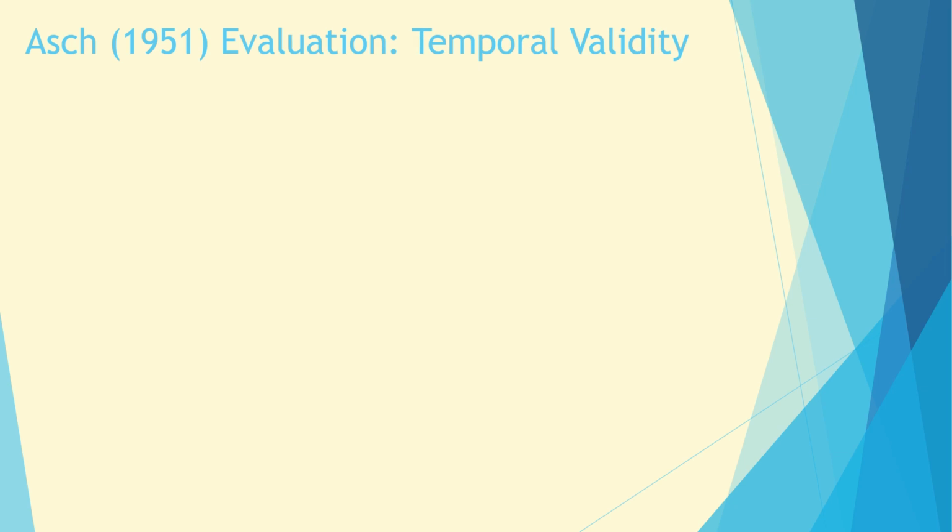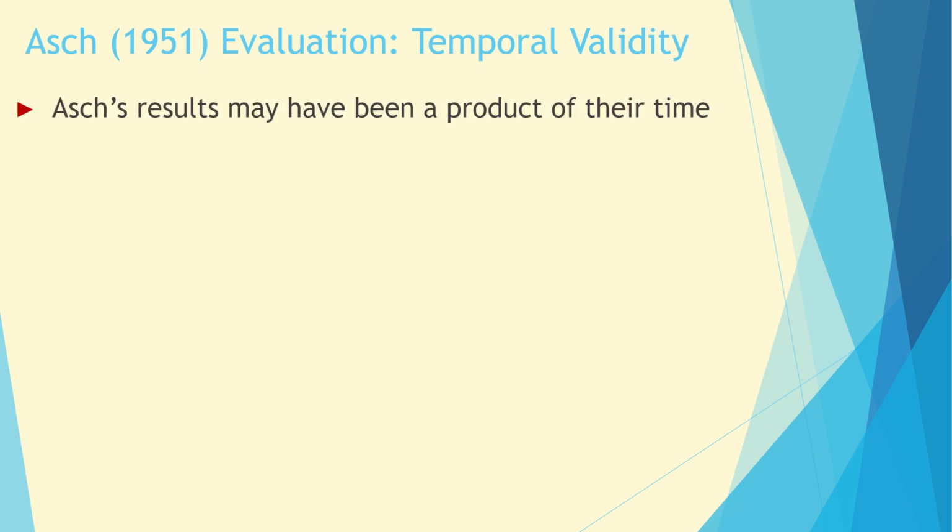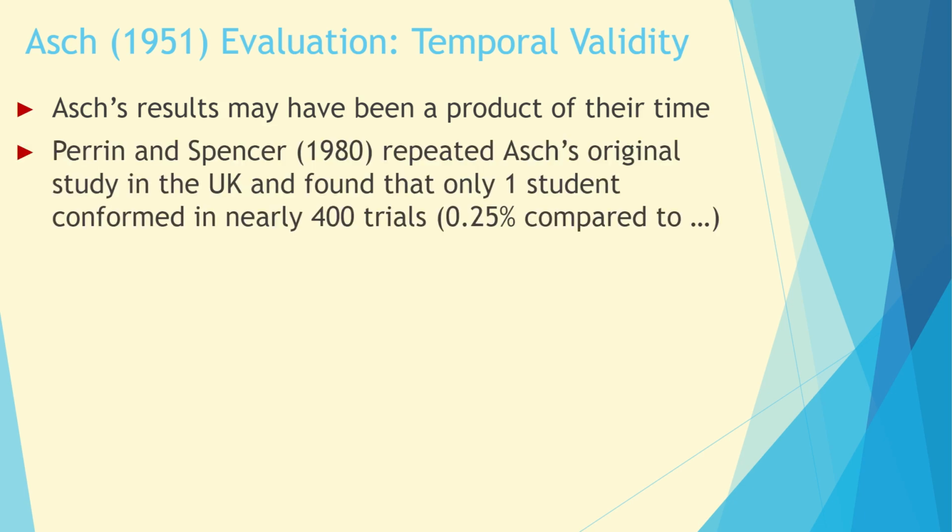We also need to talk about temporal validity as a weakness to Ash's experiment. It's thought that Ash's results may have been a product of their time. Perrin and Spencer repeated Ash's original study in the UK in the 1980s and found that only 1 student conformed in nearly 400 trials.